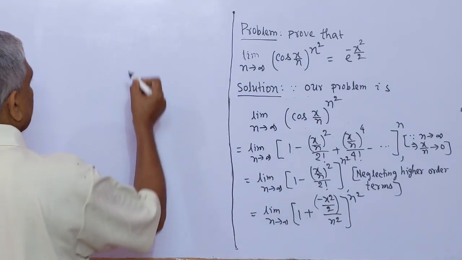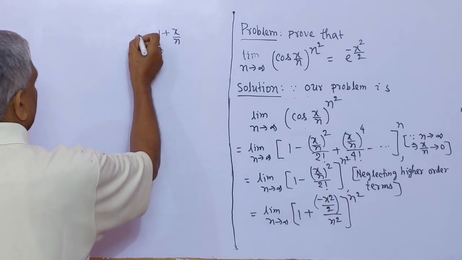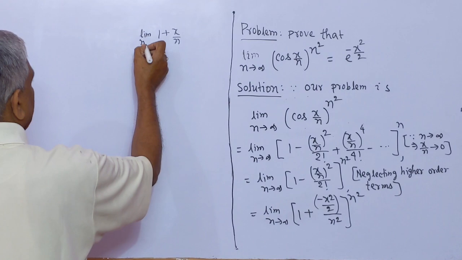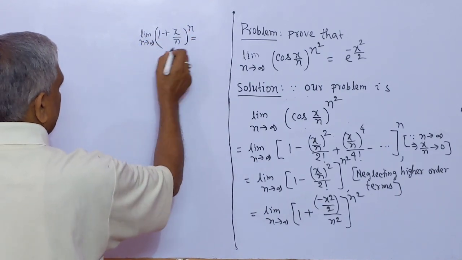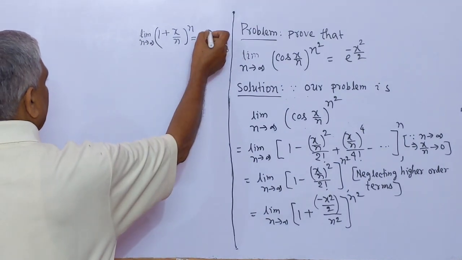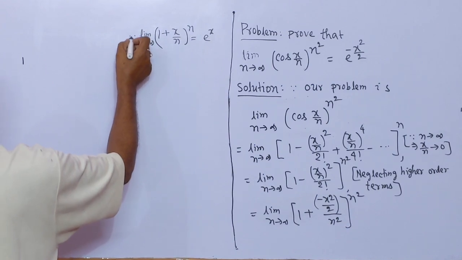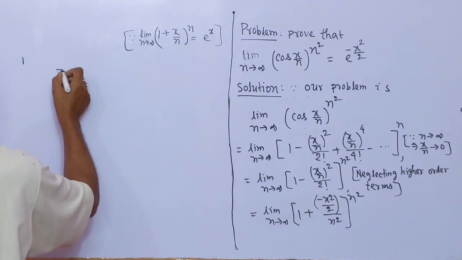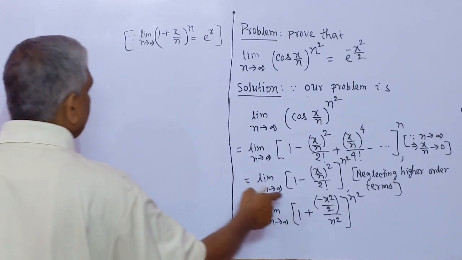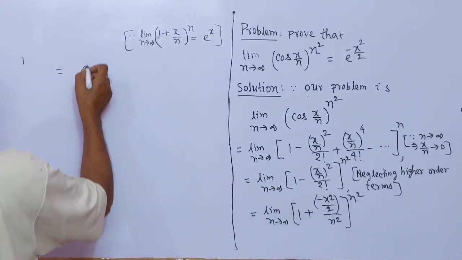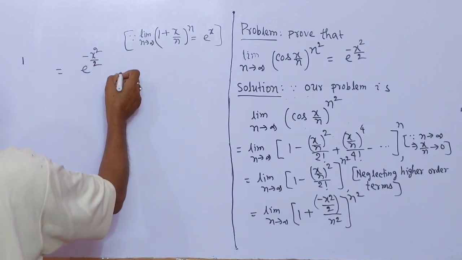Since we know that limit n tends to infinity (1 plus x by n) to the power n equal to e to the power x. So this will be equal to e to the power, here in place of x we have minus x square by 2, and proved.